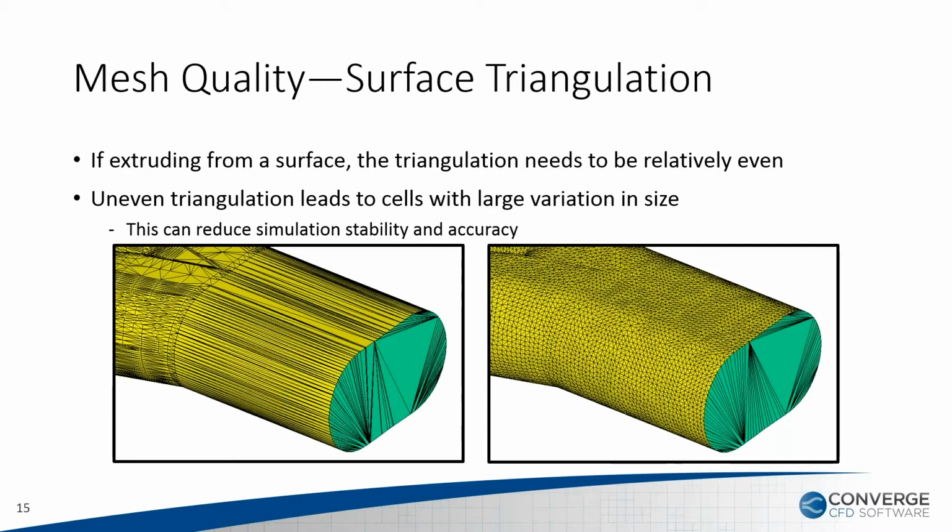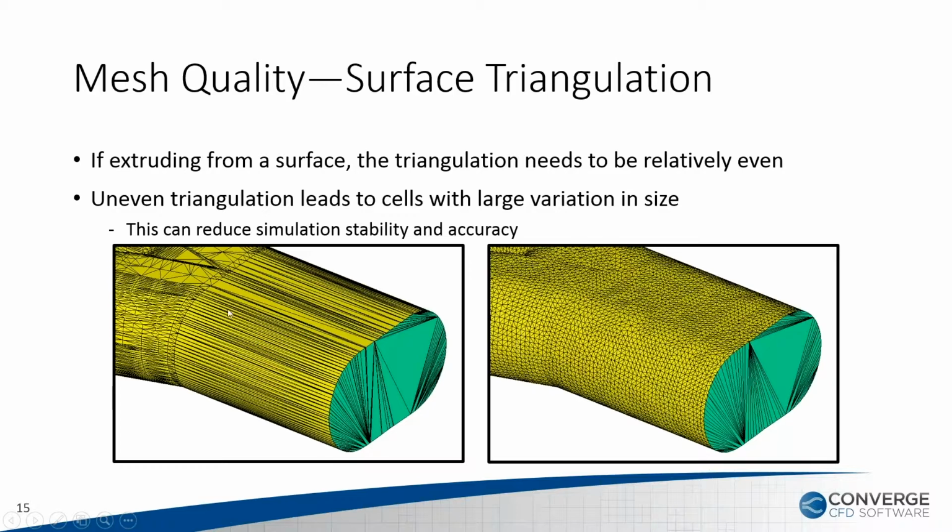Here we have two images showing two different types of triangulation for the same surface. The image on the left has a lot of uneven triangulation. Now, if this was a regular CONVERGE case, then the triangulation on the left is perfectly fine. You can use it to run CONVERGE, and it should be able to handle this triangulation without any issues. However, if you wanted to extrude this surface to create an inlaid mesh, then you can have problems.